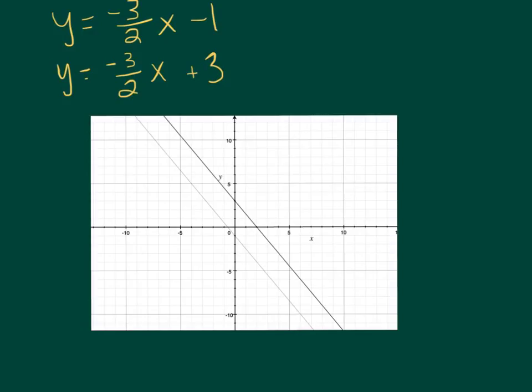It tells us that these are inconsistent, is the vocabulary word. So we have inconsistent, which means there is no solution to this system of equations. No solution, because they do not intersect anywhere. Therefore, there are no coordinates that satisfy both of these equations. There are no coordinates.